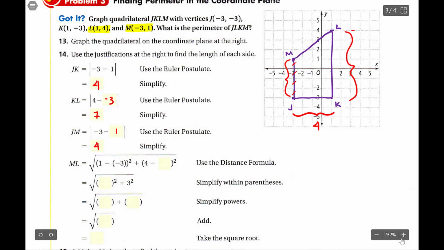So from M to L, we have the 2 x coordinates listed first, x sub 2 minus x sub 1. And then we're going to do y sub 2 minus y sub 1. So we have 4 minus 1 quantity squared. 1 minus -3 is +4. 4 minus 1 is 3. 4 squared is 16. 3 squared is 9. 16 plus 9 is 25. And then the square root of 25 is 5.